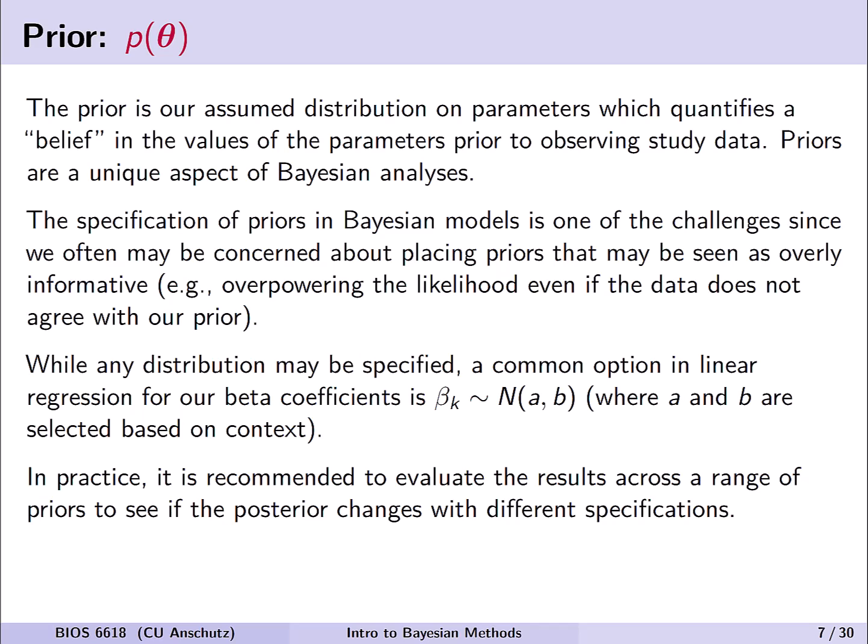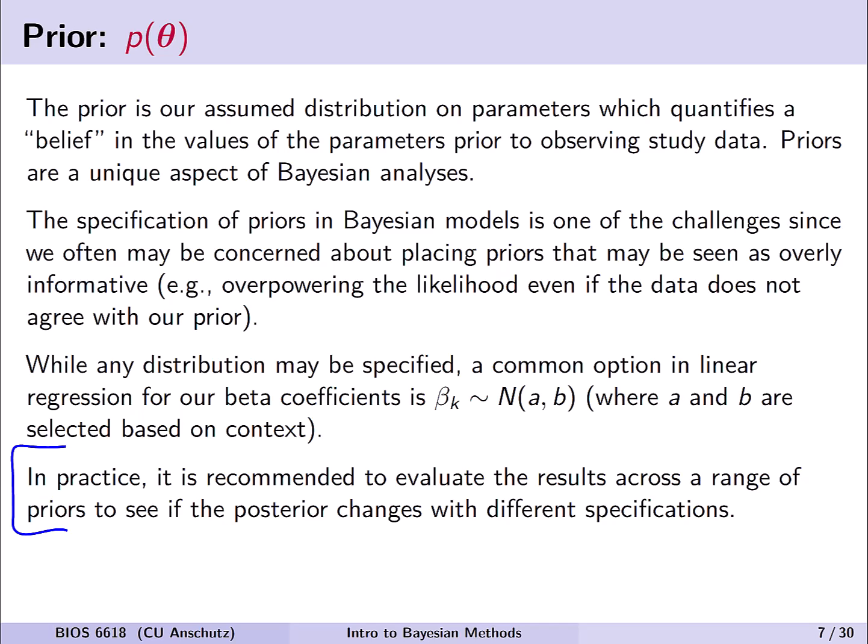Priors are a unique aspect of those Bayesian analyses. Now, the specification of priors in Bayesian models is one of the challenges, since we often may be concerned about placing priors that may be seen as overly informative. In other words, overpowering our likelihood even if the data does not agree with our prior. Now, this can, generally speaking, be handled with sensitivity analyses and looking at a range of prior specifications. And in fact, we recommend in practice you should evaluate a range of different reasonable priors.